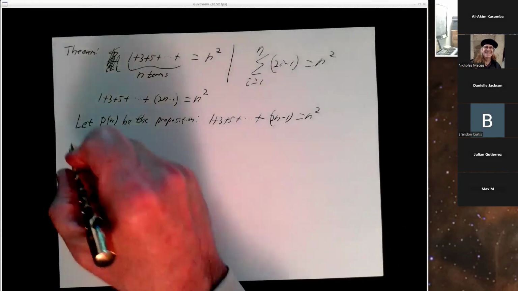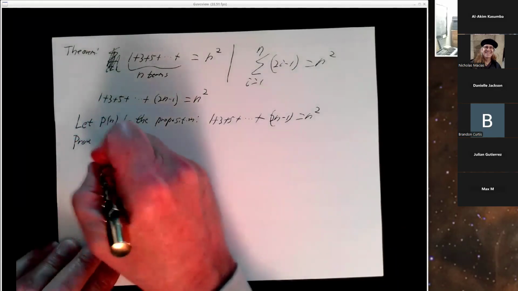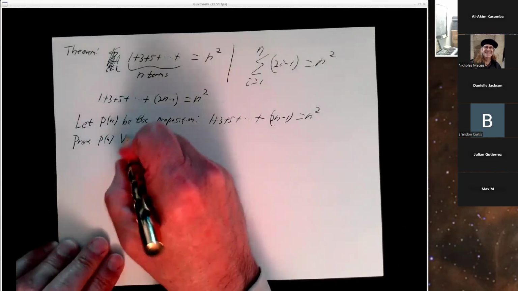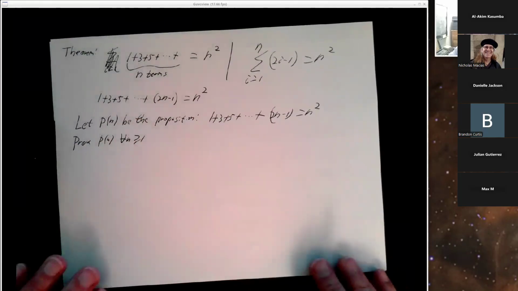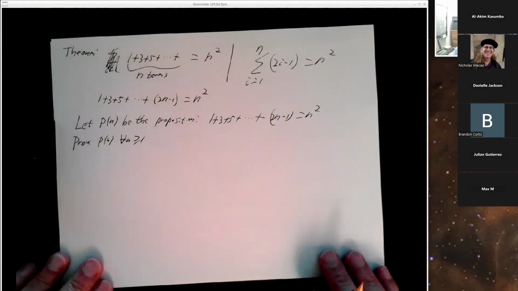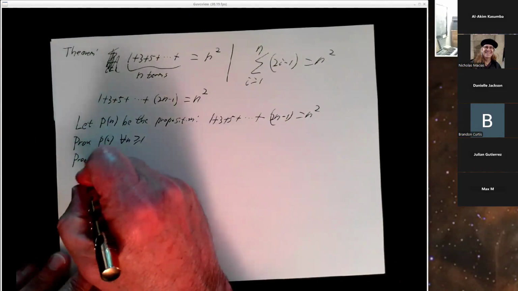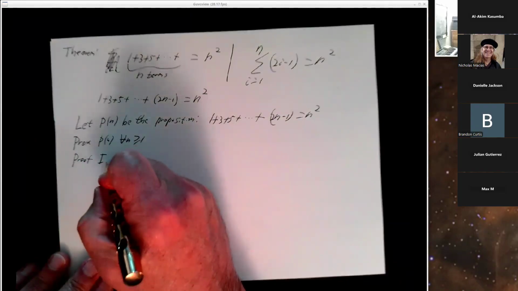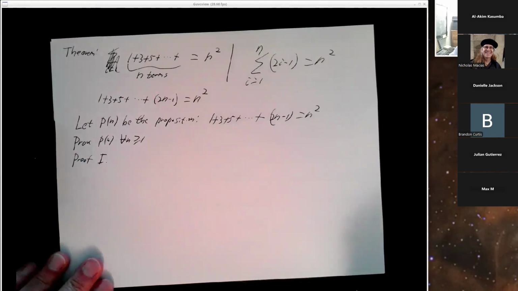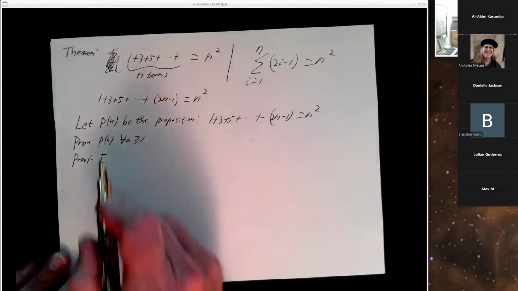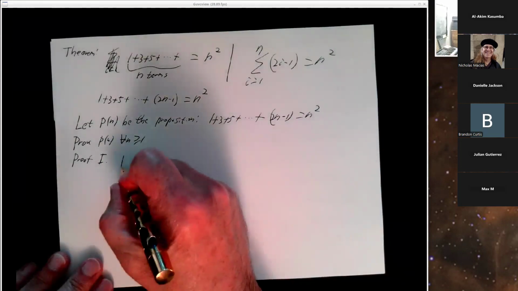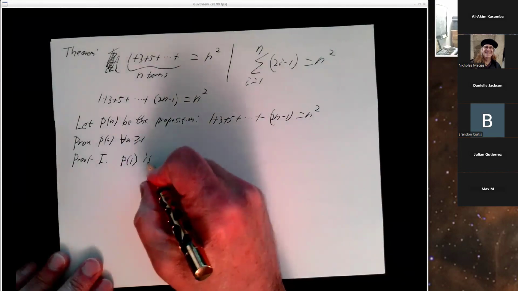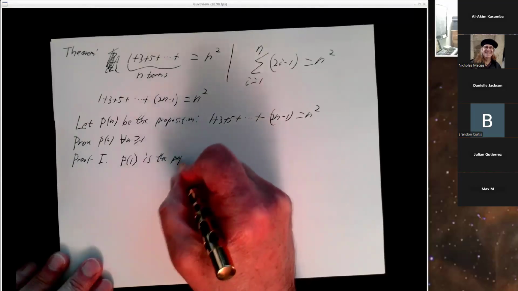All right. So we want to prove P of n for all n bigger than or equal to 1. First, we got to do the base case. Since we're trying to prove P of n for n bigger than or equal to 1, we want to prove a base case of P of 1. So P of 1 is the proposition.